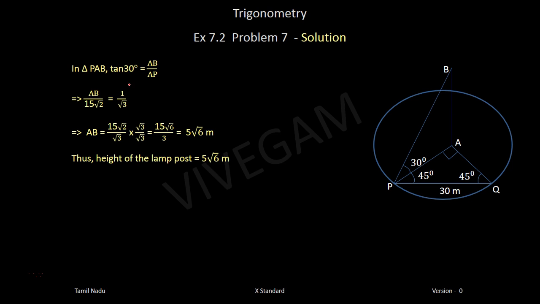Right, now you do the substitution. Tan 30 is 1 by root 3. AB is the one we need to calculate. AP we just calculated to be 15 root 2. So AB will be 15 root 2 by root 3. Multiply numerator and denominator by root 3, so we get 15 root 6 by 3. 3 will go into 15 five times. So it's 5 root 6 meters. So the height of the lamp post is 5 root 6 meters.